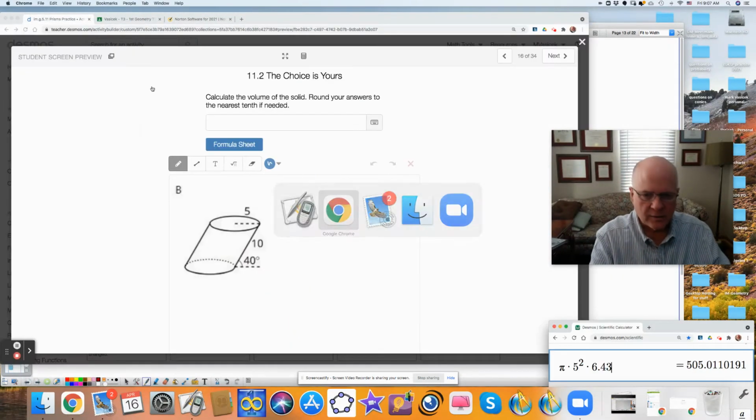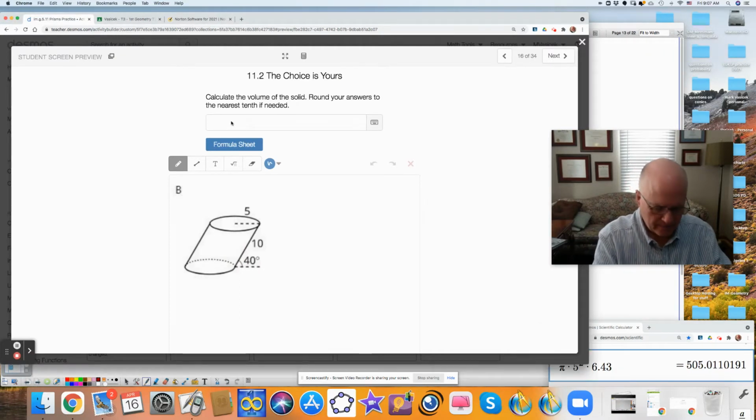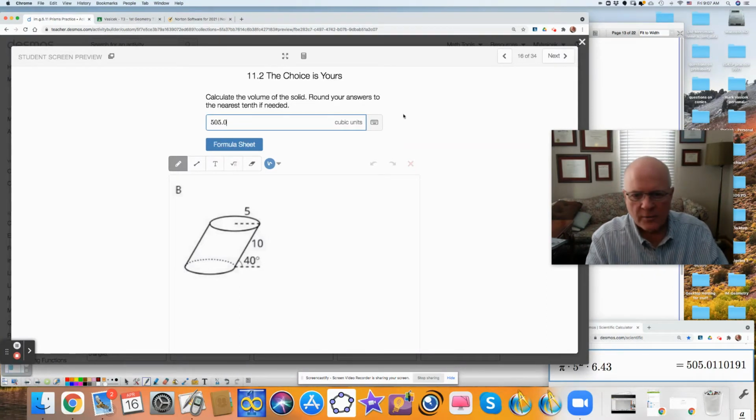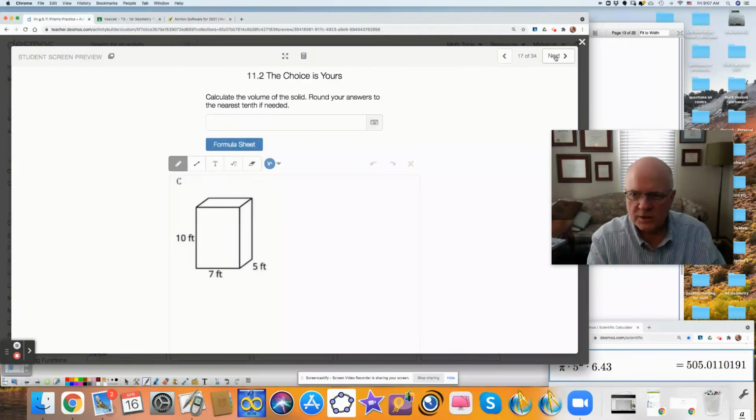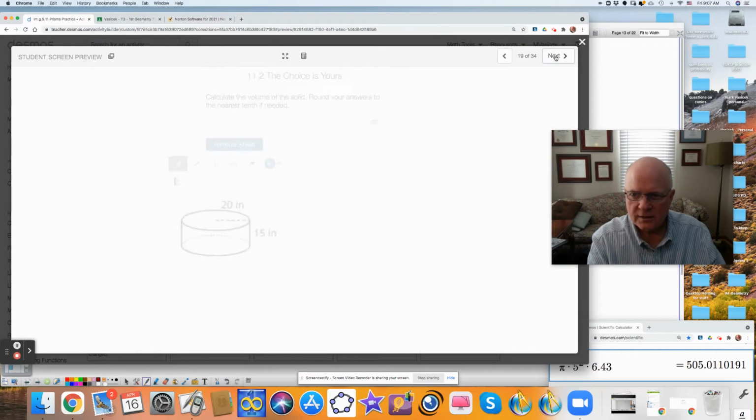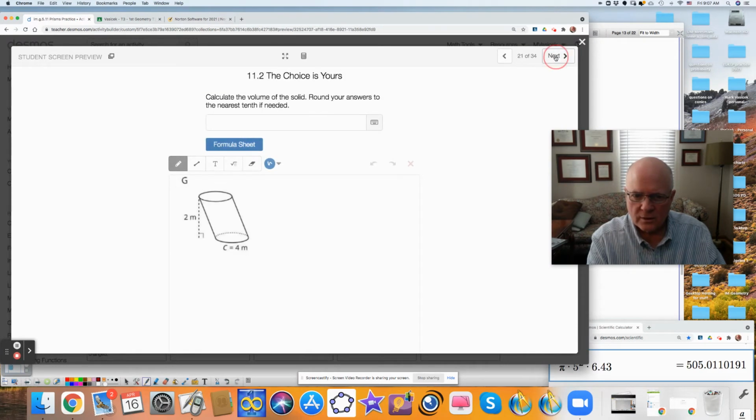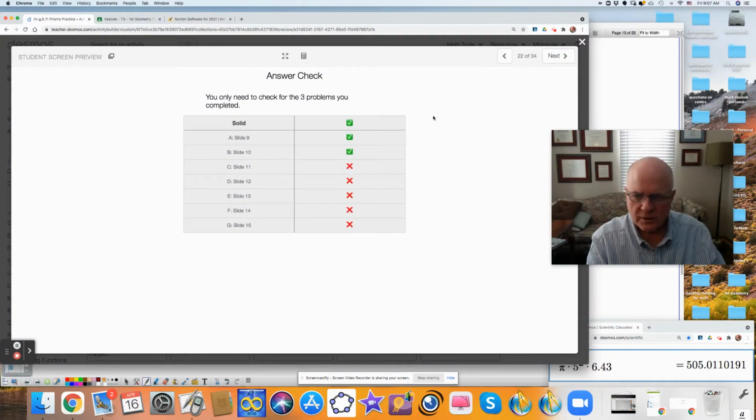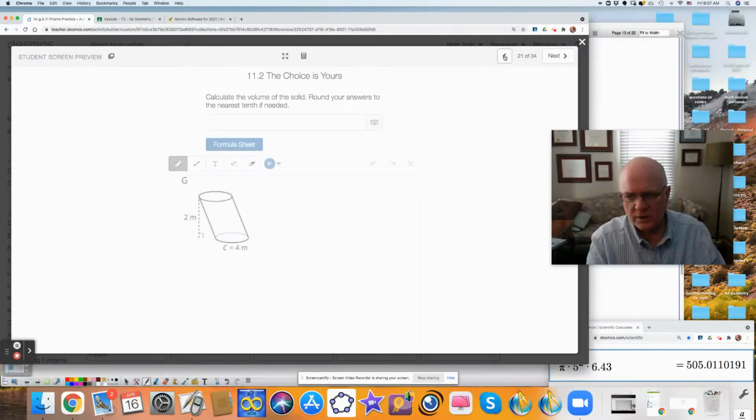And I'll plug that number in. 505.0. Oops. 505.0. And when I go to check this on page 22, you can see that B is correct. I'm going to go through each of these just because I told you I would.